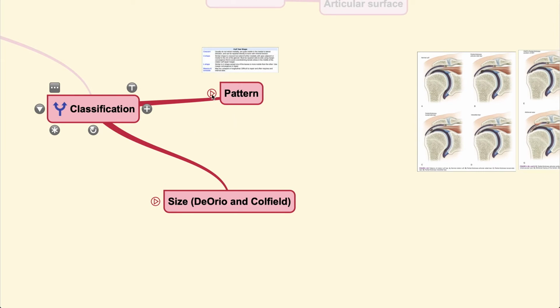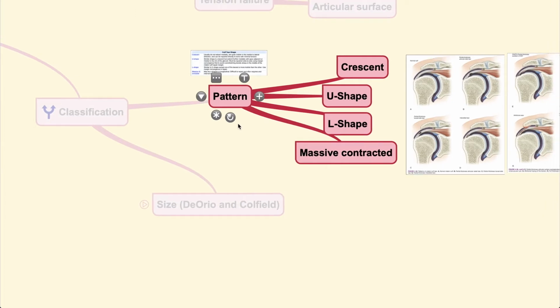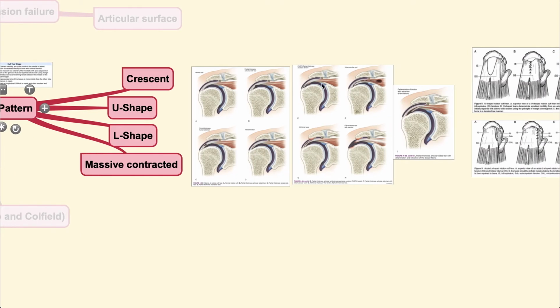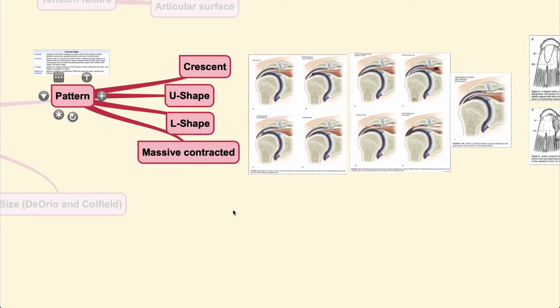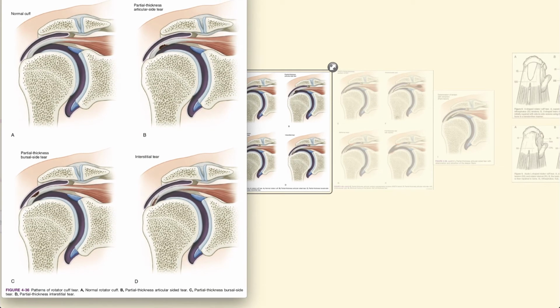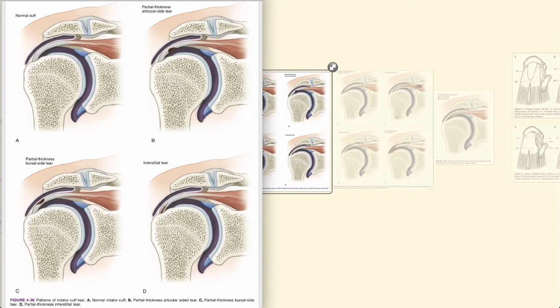I find that classifying it based on the pattern is the easiest type because it is based on the shape, and the treatment later on is also based on it. So the cuff lesion could be a crescentic type of lesion, a U-shaped type of lesion, an L-shaped type of lesion, or a massive contracted type of lesion. Here are some examples of types of tear.